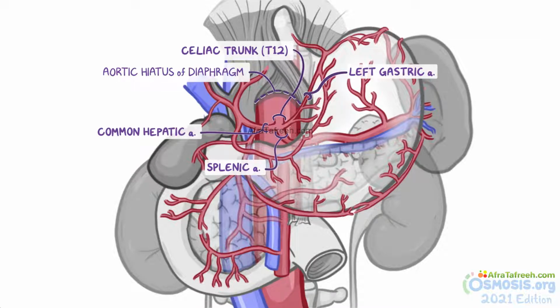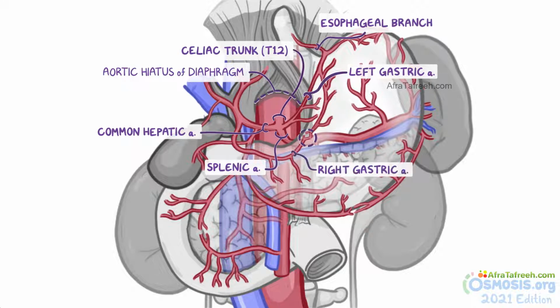The left gastric artery ascends where it gives the esophageal branch, which supplies the distal portion of the esophagus. Then, it curves downwards along the lesser curvature and within the lesser omentum, giving smaller branches that supply the anterior and posterior walls of the stomach, and it also anastomoses with the right gastric artery.